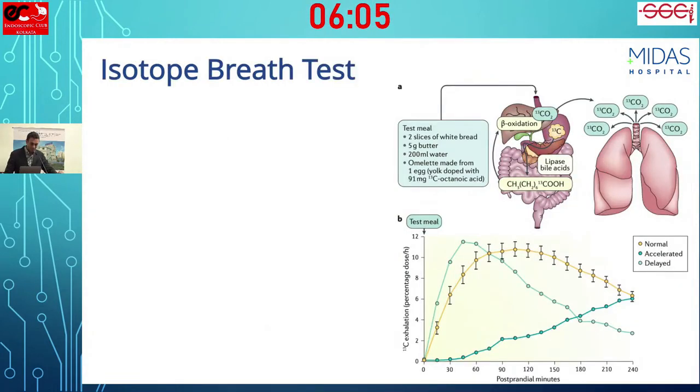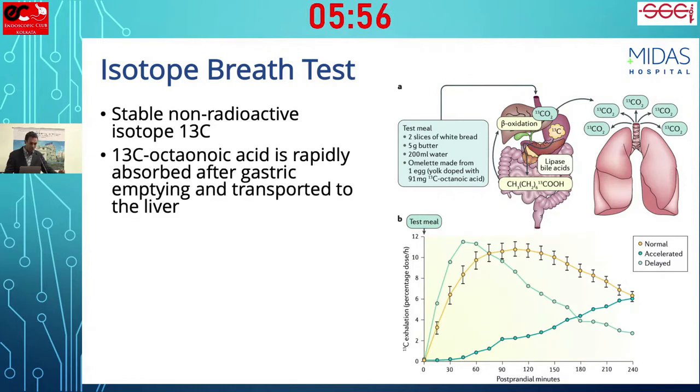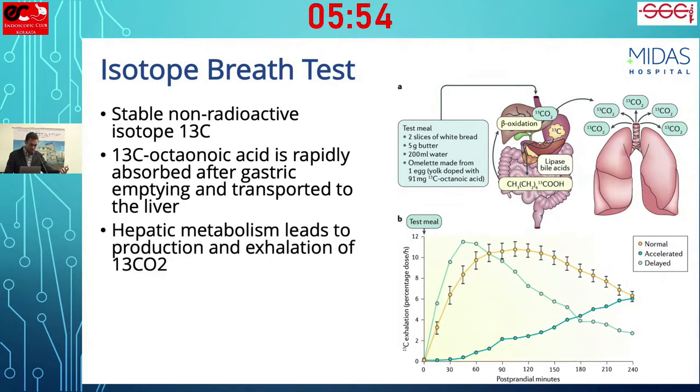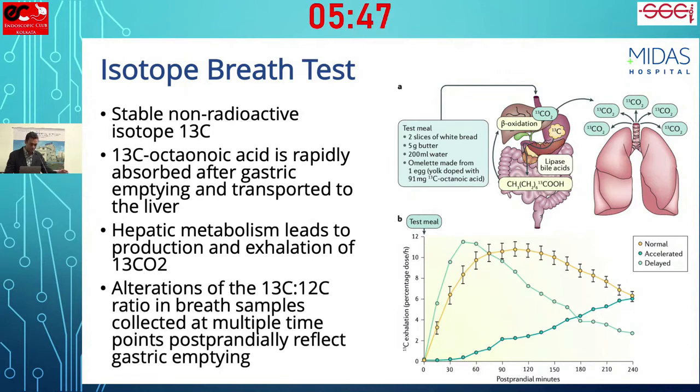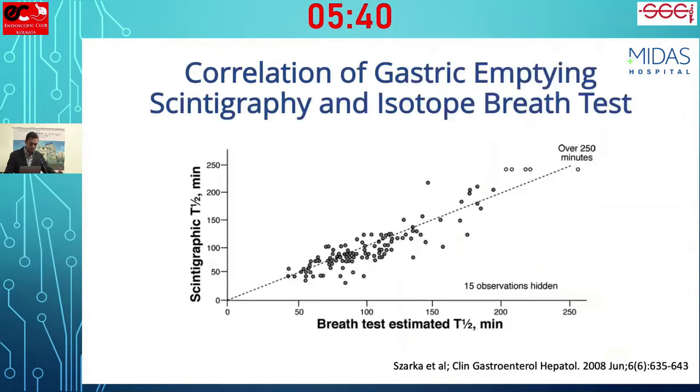What's available in the West is the isotope breath test, and I'm going to briefly talk about this. This uses a stable non-radioactive isotope, 13C, and basically it's absorbed after gastric emptying and transported to the liver, where hepatic metabolism leads to exhalation of 13 carbon dioxide. Then you measure the ratio between 13 and 12, and from this you can create a curve which predicts gastric emptying. Studies have shown that it has excellent correlation with the gold standard scintigraphy test.